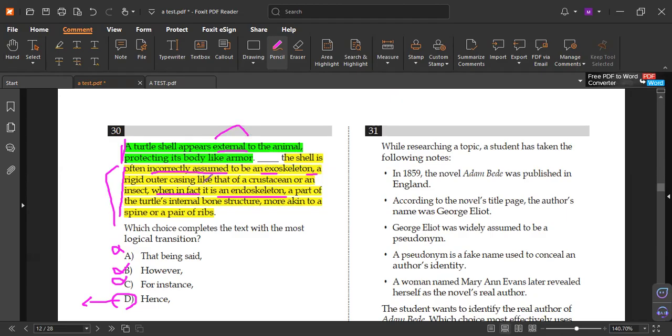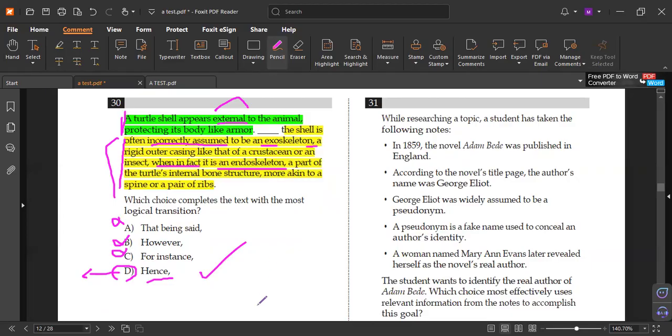Why it's incorrectly assumed to be, and what's going on. So it's not contrast, not the same idea, not an example. So it's letter D. That's it. So always find the wrong answers. I'm searching with you. You can help me.